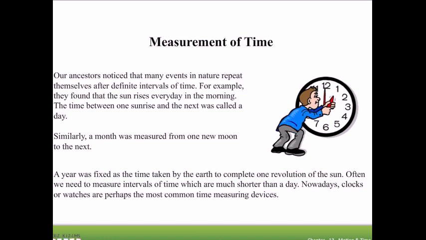Often, we need to measure intervals of time which are much shorter than a day. Nowadays, clocks or watches are perhaps the most common time measuring devices.